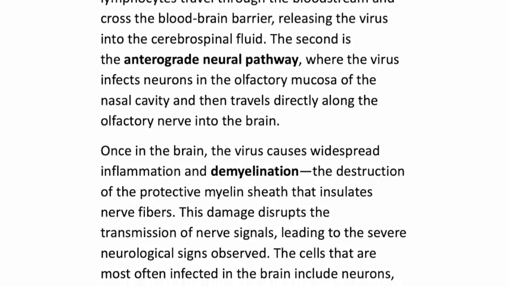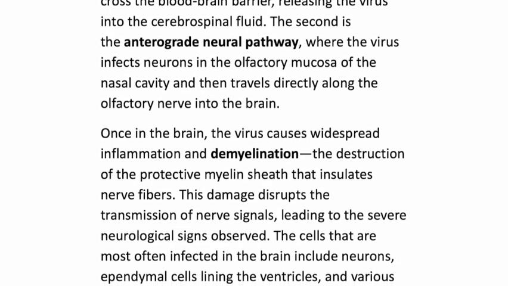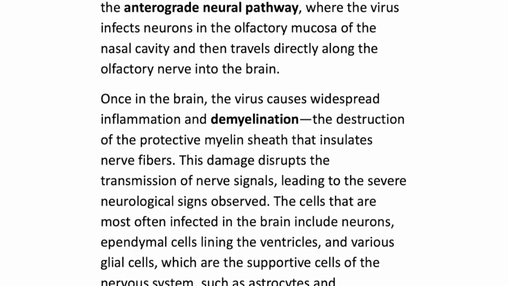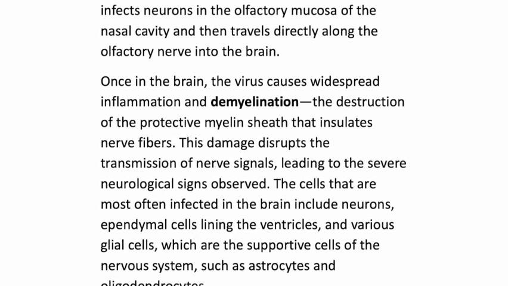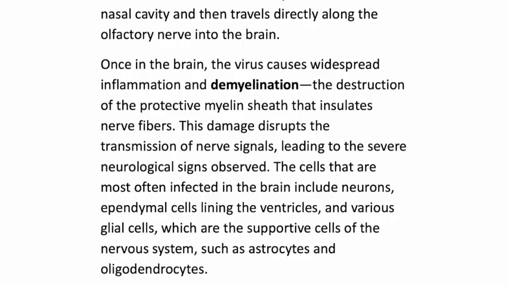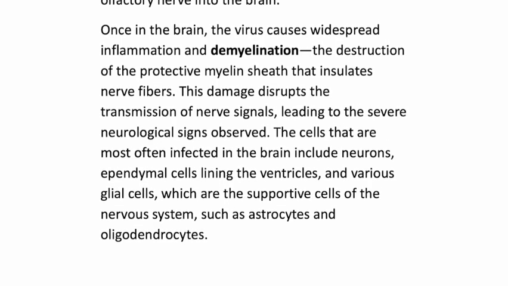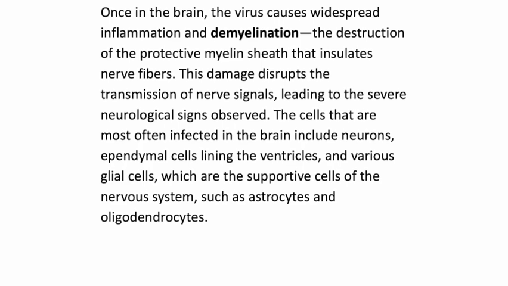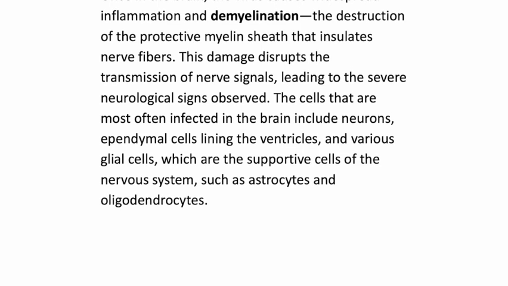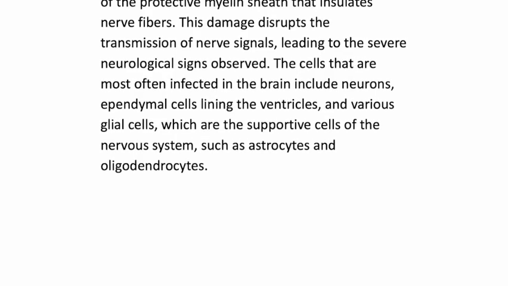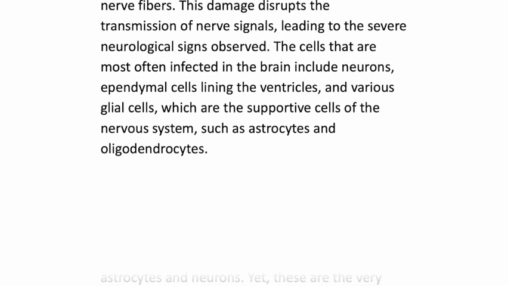Once in the brain, the virus causes widespread inflammation and demyelination, the destruction of the protective myelin sheath that insulates nerve fibers. This damage disrupts the transmission of nerve signals, leading to the severe neurological signs observed. The cells that are most often infected in the brain include neurons, ependymal cells lining the ventricles, and various glial cells, which are the supportive cells of the nervous system, such as astrocytes and oligodendrocytes.